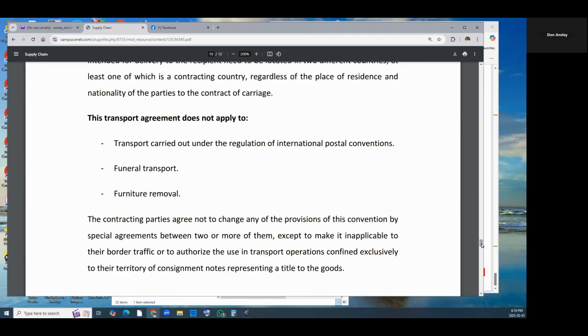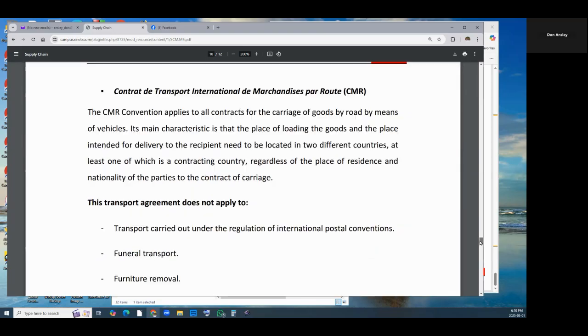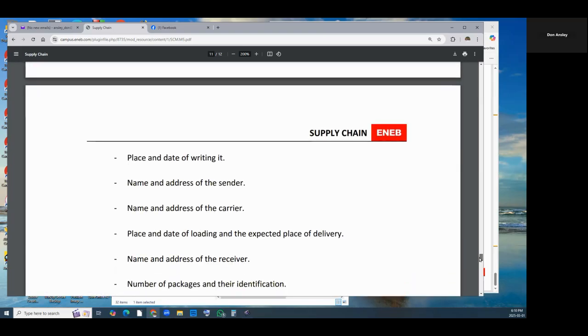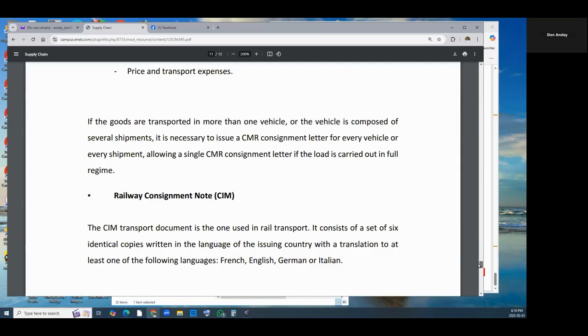Let's have a little look at that. Railway Consignment Note.